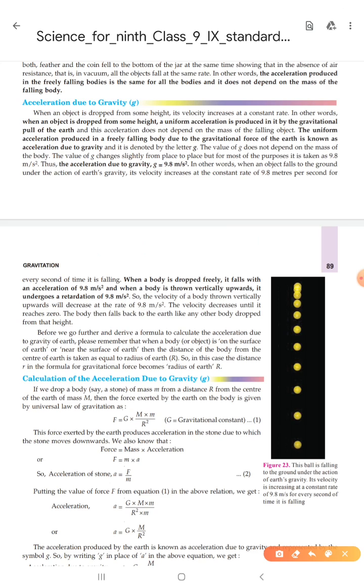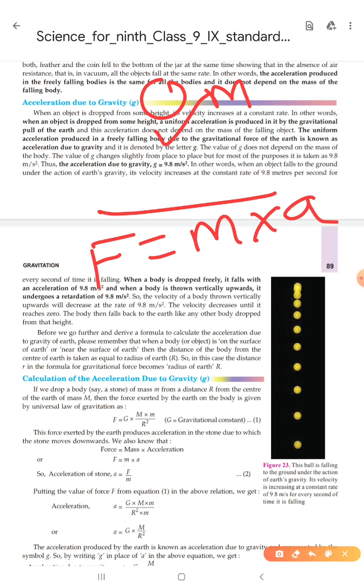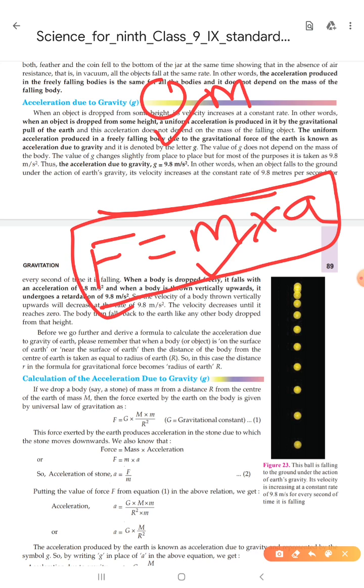Now another thing, let's move to Newton's second law of motion, which we already discussed in the second chapter. From there we know that if a body has mass small m, the force experienced by this object should be F equals m into a. Am I right? So from here we can say F equals m into a. What is m? This is the mass of that object. What is a? The acceleration of that object.